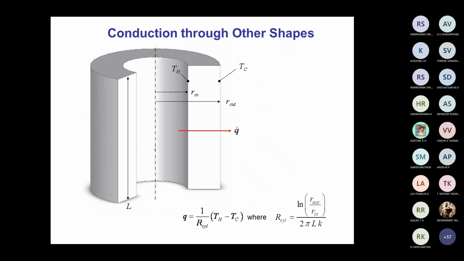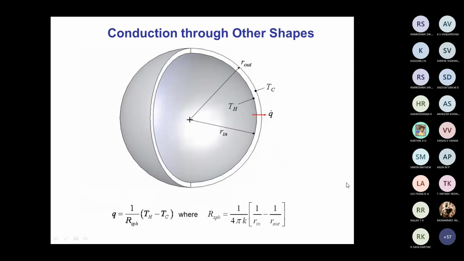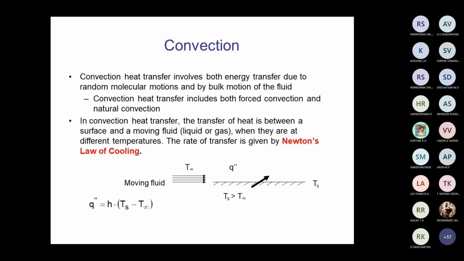Similarly, in the case of spheres and cylinders, you will be involving the surface area, and the natural log of R out by R in divided by 2 pi Lk. We will discuss that when we solve problems on it.